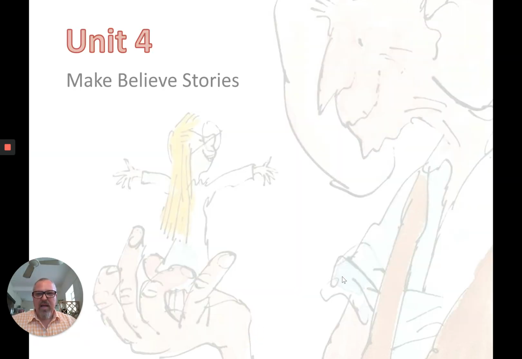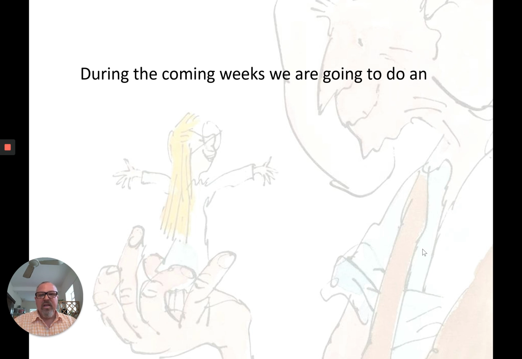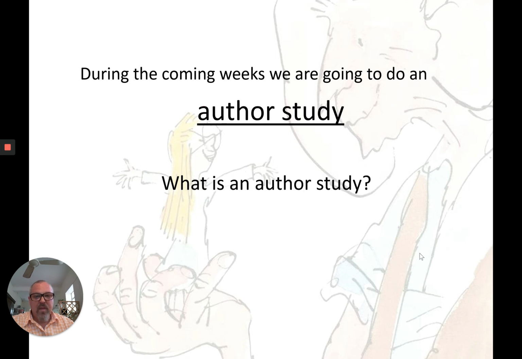Okay, so we're looking at Unit 4, Make-Believe Stories. During the coming 3 weeks, including this week, we're going to be doing an author study. What is an author study? I guess it's pretty obvious. We know that an author is somebody who's written a book or some articles, and we know what it means to study. So we're going to be studying an author.